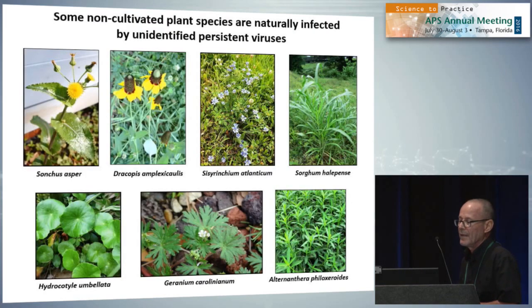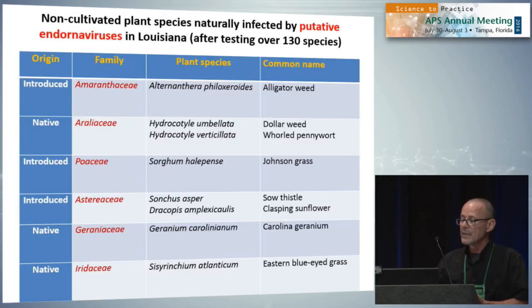Okay, and finally, let me just mention a bit about some work that we just began on how common these viruses are in non-cultivated plants, in wild plants. And we found out that of about 130 plus plant species, about 6% are infected with endornaviruses. And these are just examples of some of them which are infected plants. Here's a table showing that.